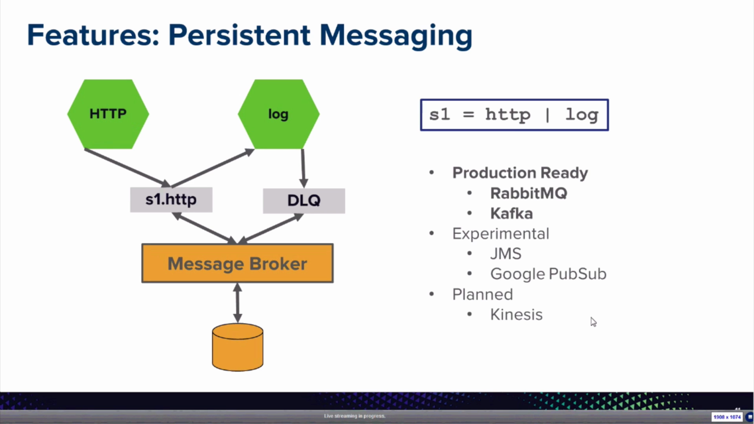And as I mentioned, we're also starting work on several other binder implementations. The JMS implementation and the Google Pub/Sub are in progress, and we've started looking at Kinesis as well for when you're running on Amazon Web Services.